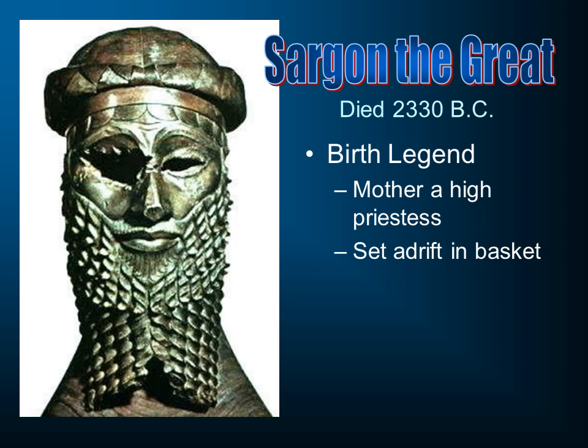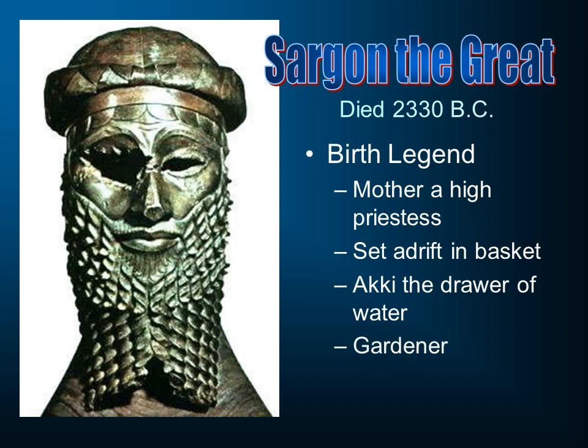Well, that sounds a bit like the story of Moses, who, remember, is placed in a basket on the Nile River. Well, this isn't the Nile River, this is the Euphrates. He's set adrift in a basket and found by Aki, the drawer of water. He's out there taking water, presumably to put it in either vessels or for irrigation. And he finds this little baby in a basket. And he takes the baby and raises him as his own. So he's raised by Aki. And somewhere along, one story has it that he becomes a gardener. But eventually he's going to rise up in the service of the king.